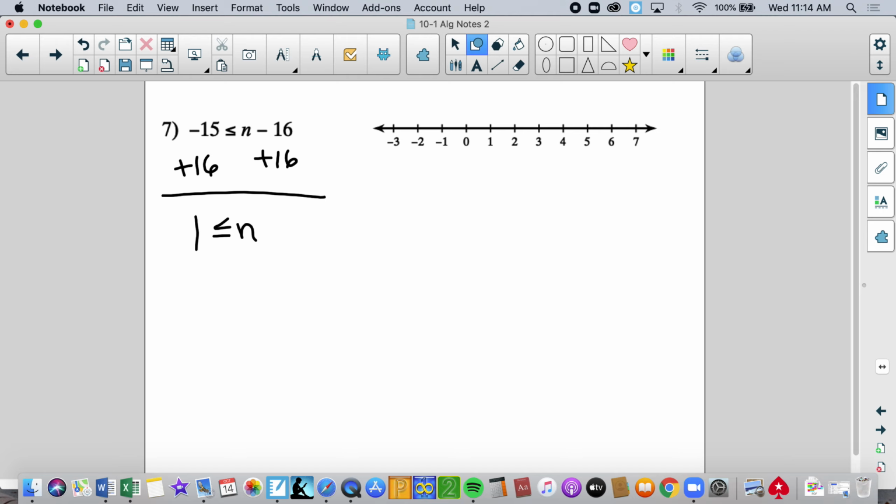My variable didn't come first, so I'm going to rewrite this inequality. We notice that the inequality is eating the n. So when I rewrite it, I need to make sure that it's still eating the n. And if I read this, n is greater than or equal to 1, that means my solutions are greater than or equal to 1. I go to 1, since there's an equal, I close the circle. We want to include 1 in the solutions, and it's greater than. So this is our first one going in the other direction. So those are values that are greater than 1.